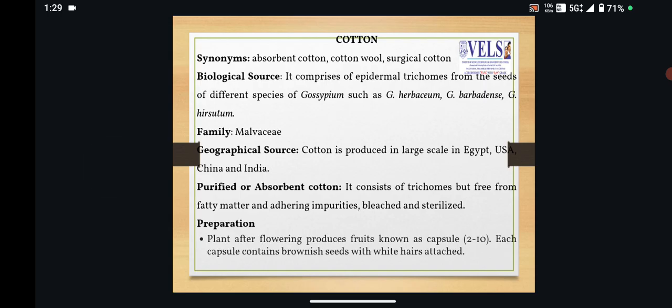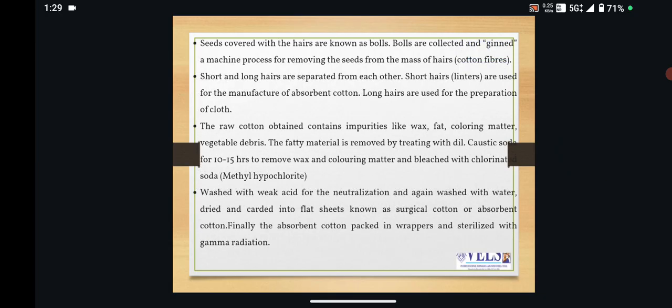The plant, after the flowering period, the fruits are fully grown, and the fruits are capsular type of fruits. They are collected from the plant when they are about 2 to 10 centimeter in diameter, with brownish seeds. The white hairs are attached along with the seeds. The seeds are covered with numerous hairs. Along with the capsule wall, the fruit is called bolls. The bolls are collected during the autumn season or after the flowering period.